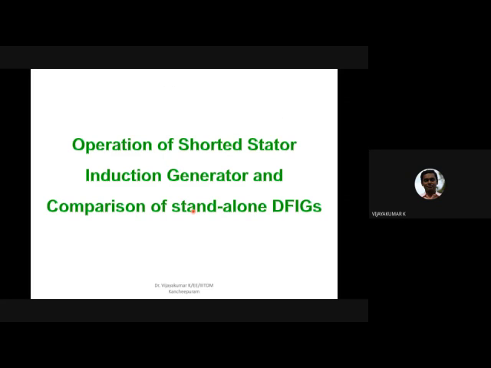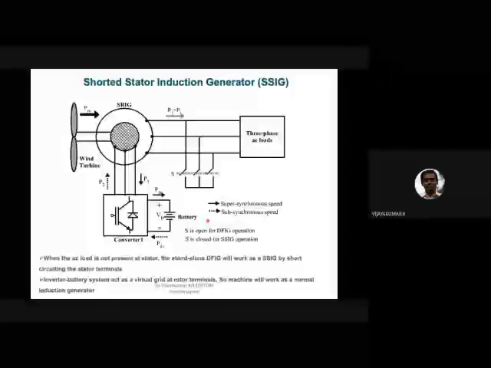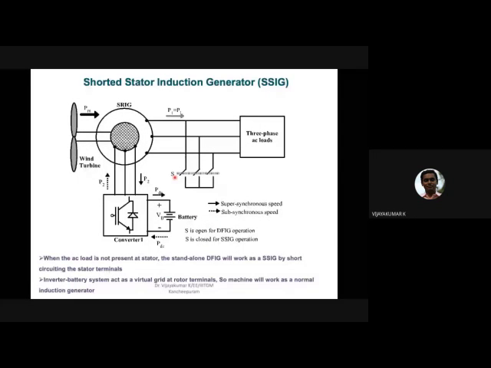Then another novelty in this work is that usually people short the rotor, and that will act as a generator. You can use that slip ring machine as a generator. But in our proposed work, one of the modes is that you can short the stator. The stator windings can be shorted. Then we connect the converter with a battery that will act as a virtual grid to this generator. So here the stator is shorted.